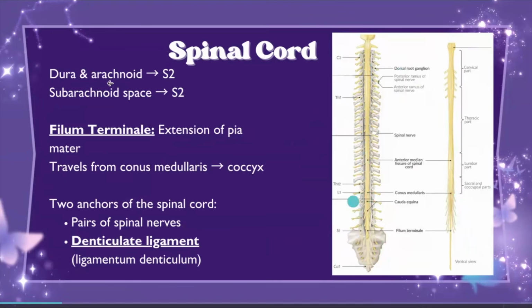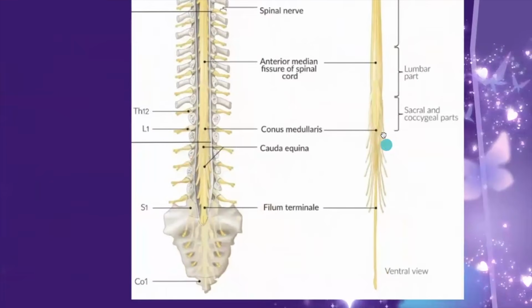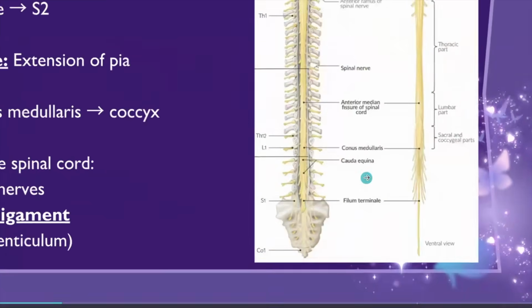Now, even though the spinal cord is in the vertebral canal, it is still covered by meninges. So the dura and the arachnoid mater go all the way down to the S2 level, meaning that the subarachnoid space would exist until this level. Everything below this level is only a layer of pia mater. That is it. This extension of the pia mater that extends from the conus medullaris all the way down to the tip of the coccyx is called the filum terminale. This is literally just an extension of the pia mater.